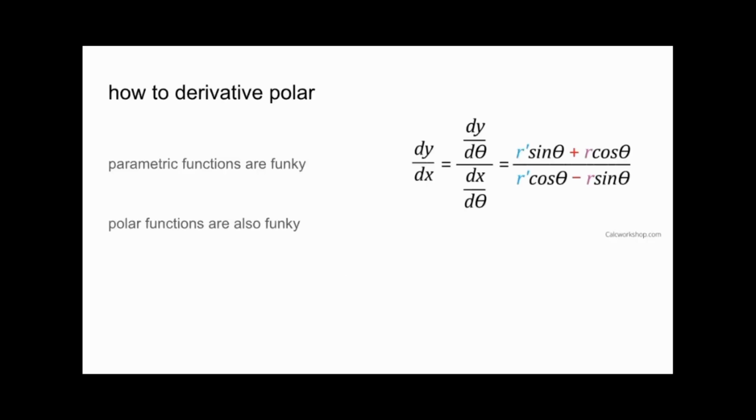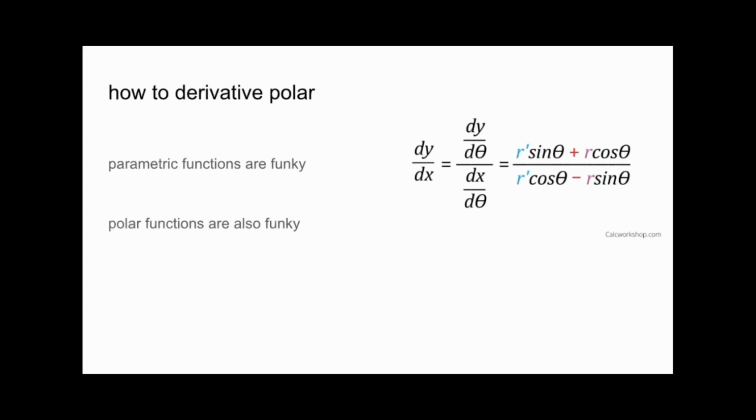How to derivative polar. Parametric functions are funky. Polar functions are also funky. Can you explain it? So dy over dx is equal to dy over d theta, all over dx over d theta, which is equal to r sine theta plus r cosine theta, all over r cosine theta minus r sine theta. Yeah.